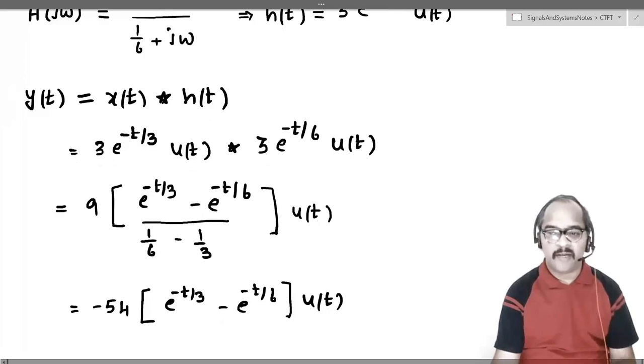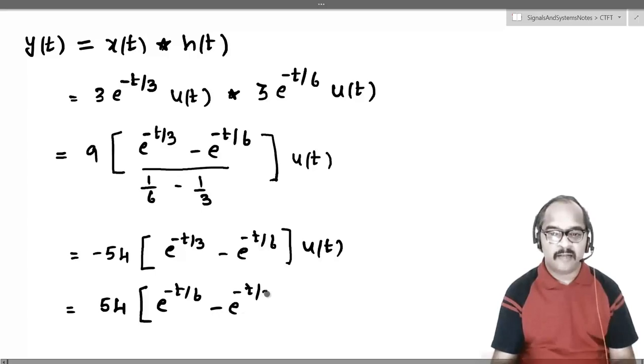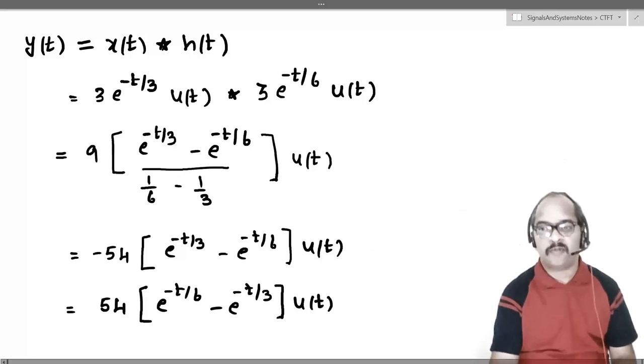If you send the minus inside, what do you get? That should be equal to 54 multiplied with e power minus t by 6 minus e power minus t by 3 u of t. So that would be the response of the system.